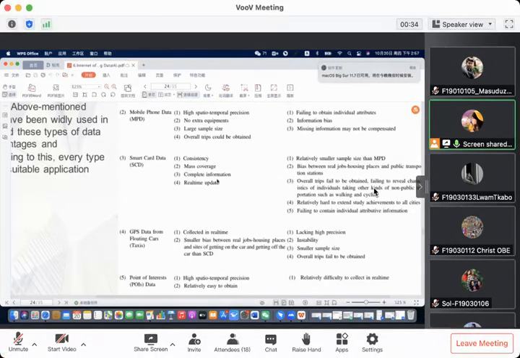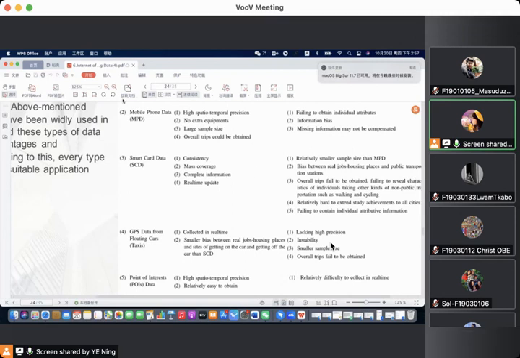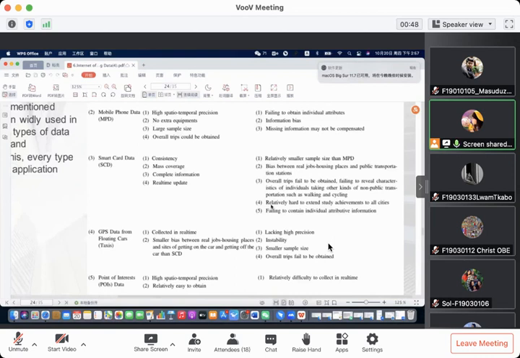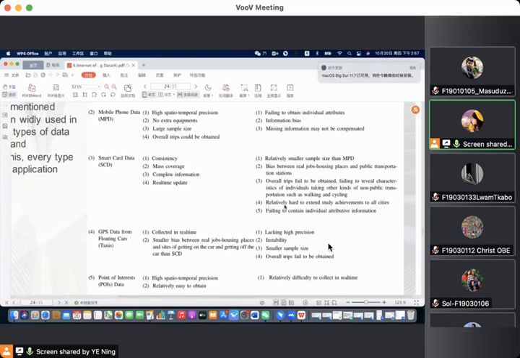Coverage and complete information and real-time updates. All of this is the disadvantage. But please look at here. The fourth point is reliability. How to extend study achievements to all cities.